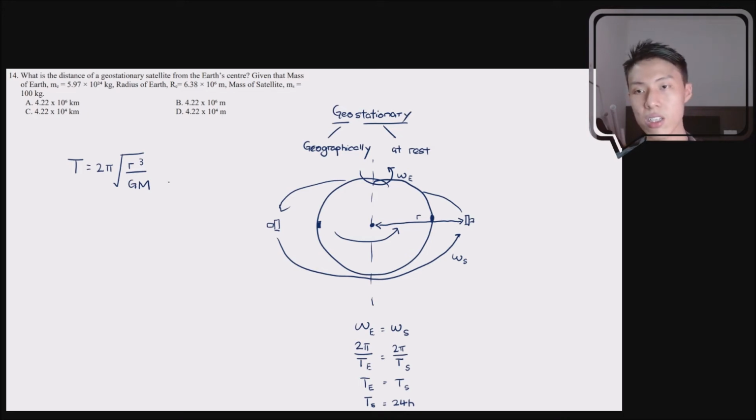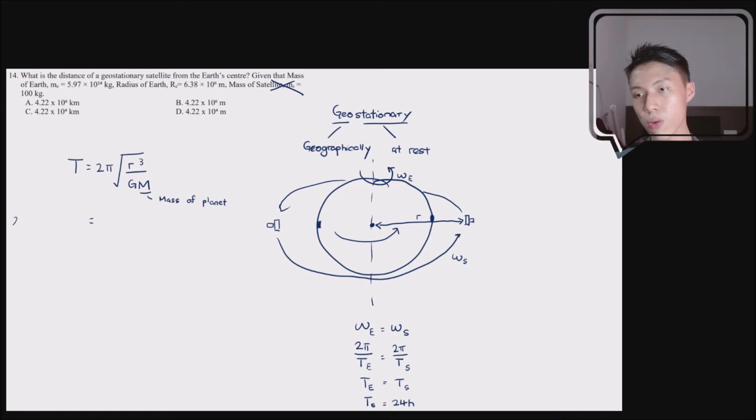Okay, then the G over here is the universal gravitational constant, but the mass over here is the mass of the planet where the satellite is orbiting. In this case, the satellite is orbiting around Earth, so this will be the mass of the Earth. So the mass of the satellite will not be relevant for the discussion over here. It's only the mass of the planet that affects the period of the satellite orbiting around the planet.